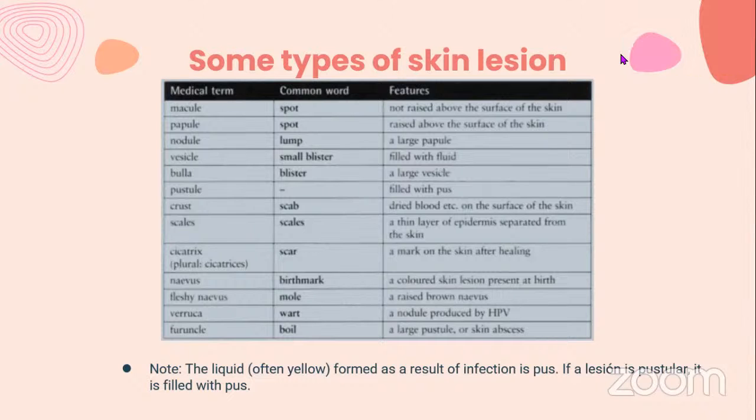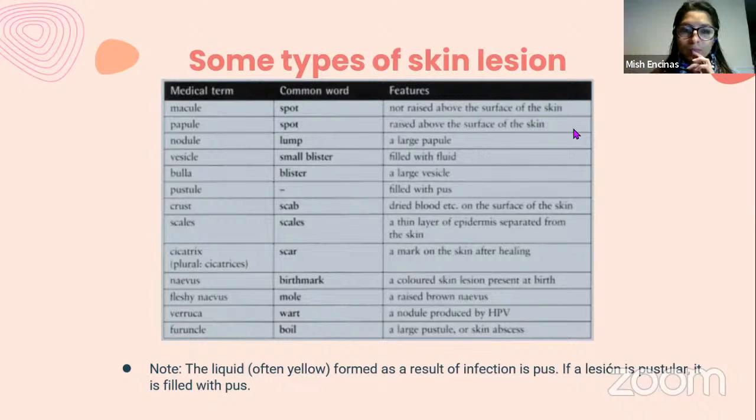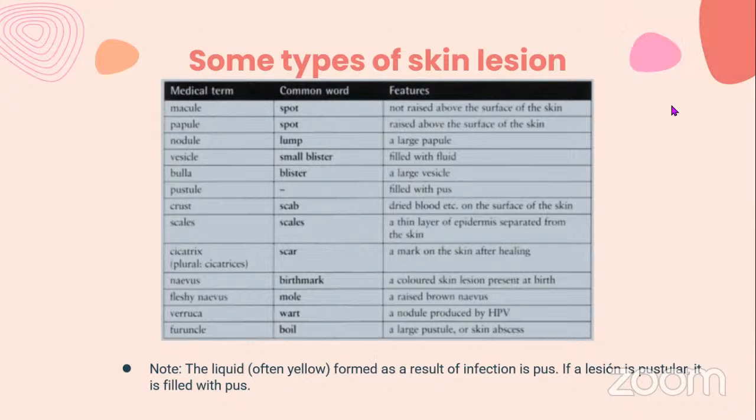Some types of skin lesion. Medical term, macule, common word, spot, features not raised above the surface of the skin. Papule, spot, raised above the surface of the skin. Nodule, lump, features a large papule. Vesicle, small blister, features filled with fluid. Bulla, blister, features a large vesicle. Pustule, features filled with pus.